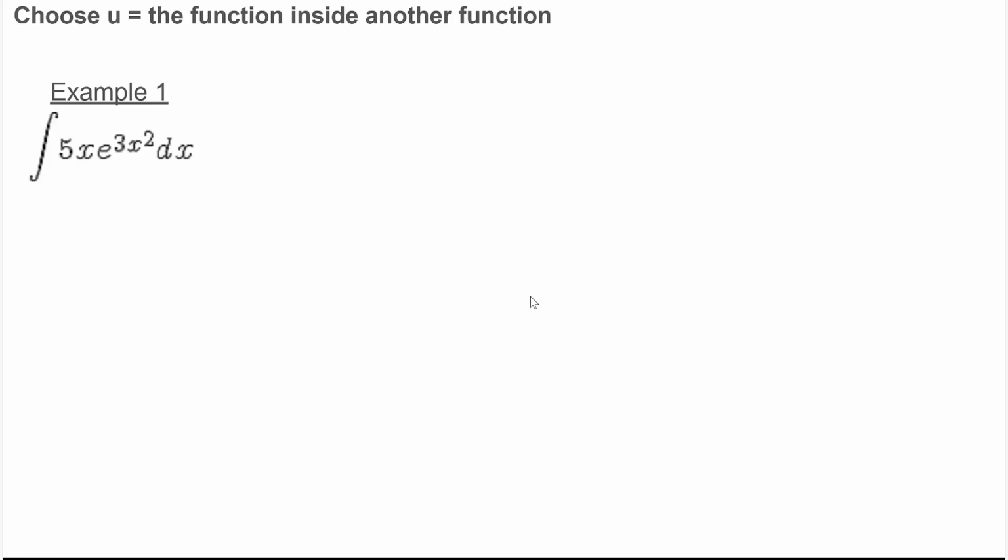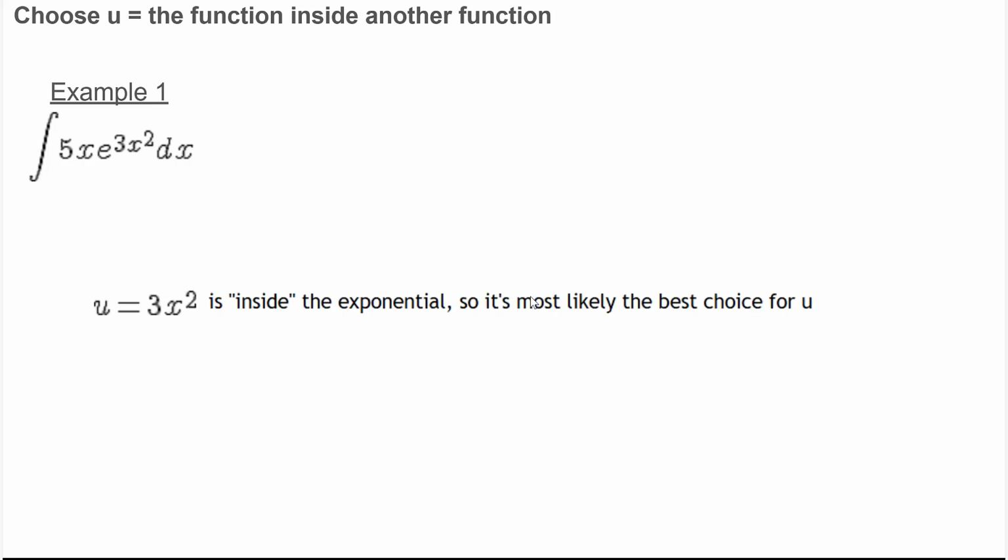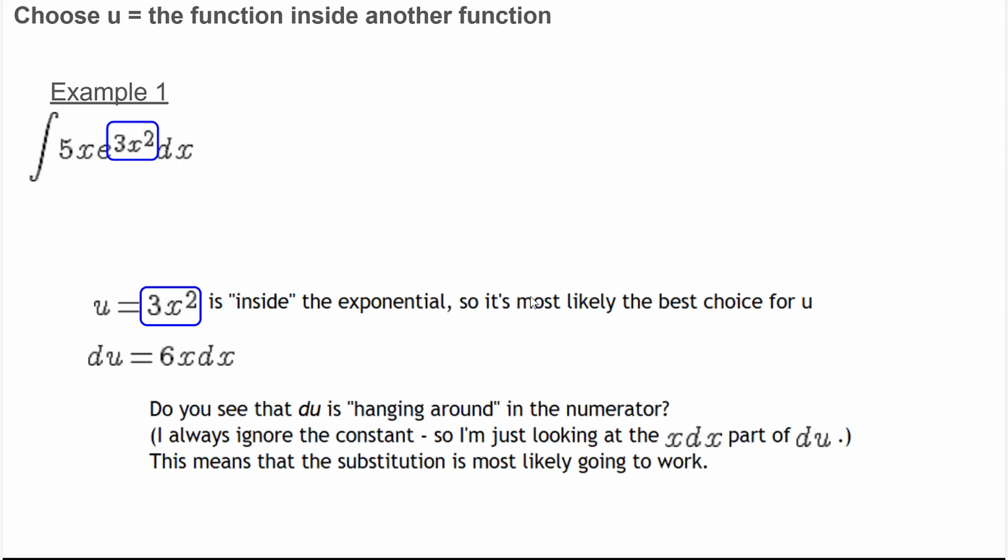So example 1: this one's going to be choosing u equals the function inside another function. I've got the integral of 5x e to the 3x squared dx, and I'm going to choose u to be 3x squared because it's inside the exponential, so it's the most likely choice for u. And then du is 6x dx. Do you see how the du is what I call hanging around? I don't really care about the 6. What I care about is the x dx. I've got an x dx in my integral, so it's probably going to work.